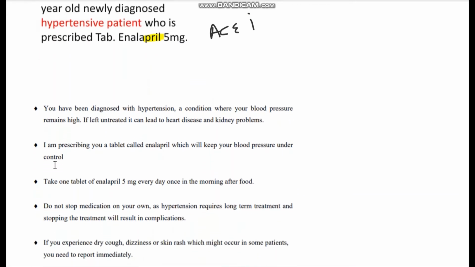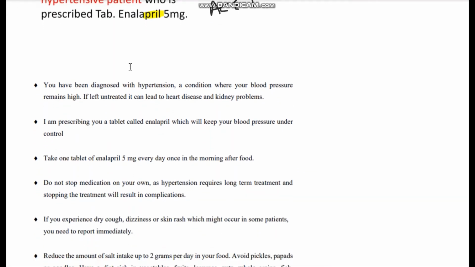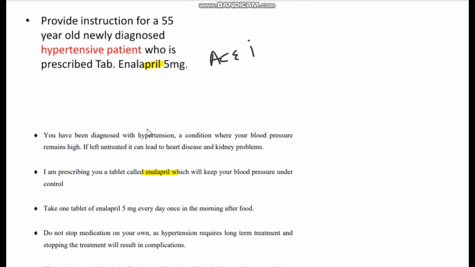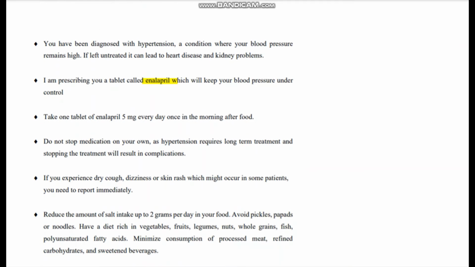So here, let's read them out. You are again informing the patient about what he's diagnosed with, and you're telling him that now I'm prescribing you a drug called enalapril, which is going to keep your blood pressure in control. And you don't need to tell him the mechanism of action definitely, because it's not telling you that there will be increased urination or stuff like that. So the patient will not even be worried about the mechanism of action. And here we'll tell them that it's to be taken 5 mg, it's to be taken every day once in the morning after food. Okay, that's the thing about the absorption.